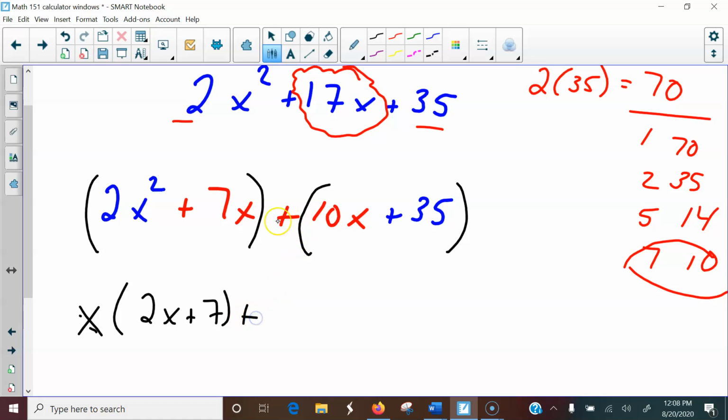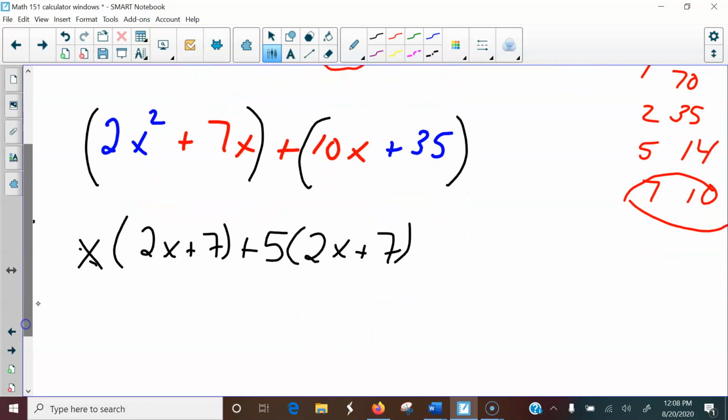Now I have a plus sign from this plus sign. Between 10x and 35, what's their greatest common factor? Well, the biggest factor that they share is a 5. So I pull that in front. And then what's left is, again, 2x plus 7. Now, this is really nice. The 2x plus 7s are the same. That means that factoring by grouping did work.